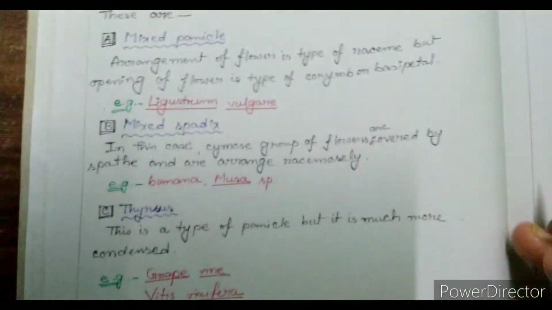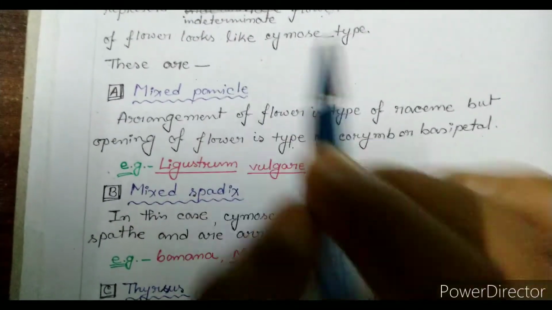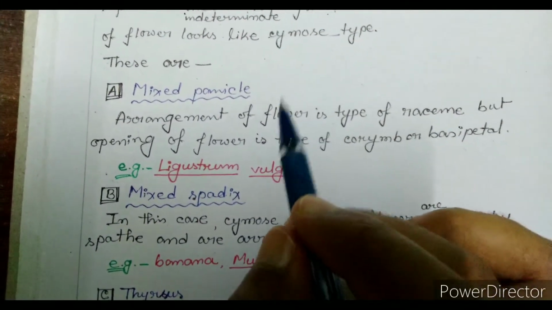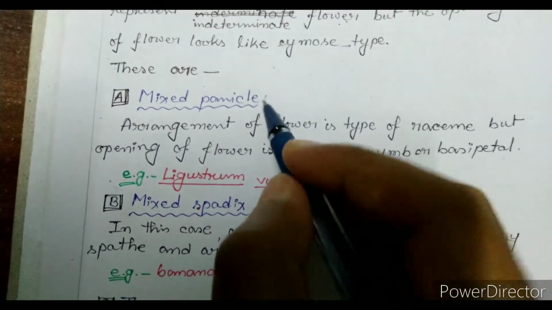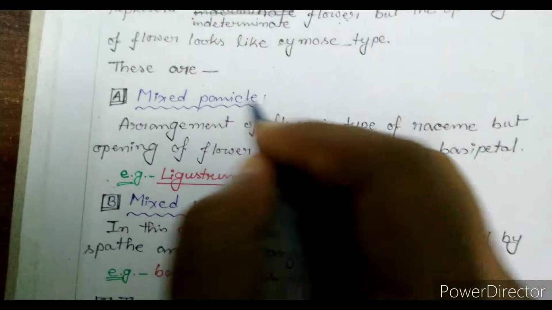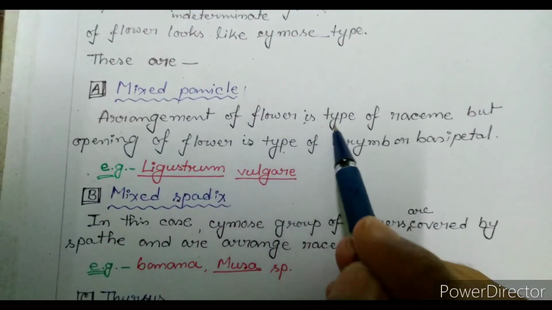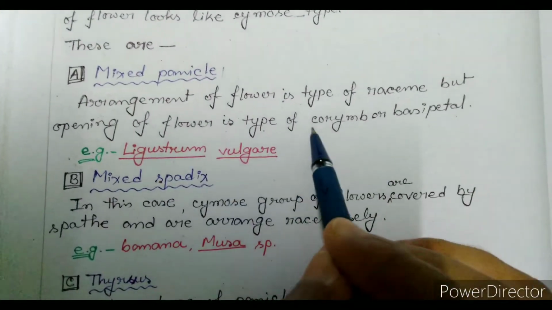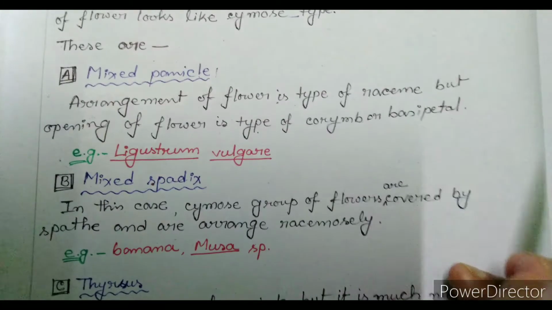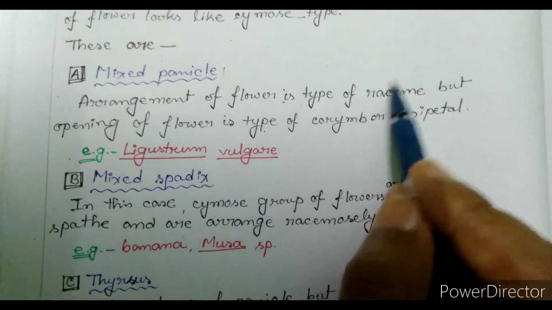Now first of all we discuss mixed panicle. Panicle is one type of compound raceme. Always remember this: panicle means compound raceme. Here the arrangement of flowers is one type of raceme, but the opening of the flowers is of the type corymb or basipetal. So here all the flowers are arranged like a raceme.